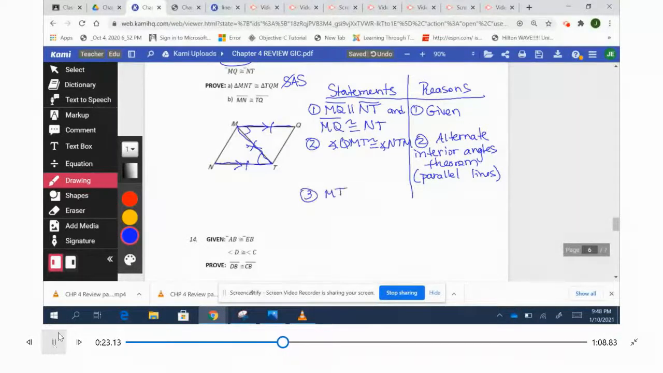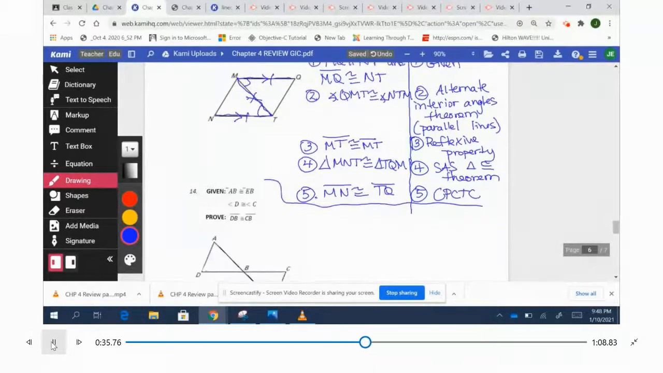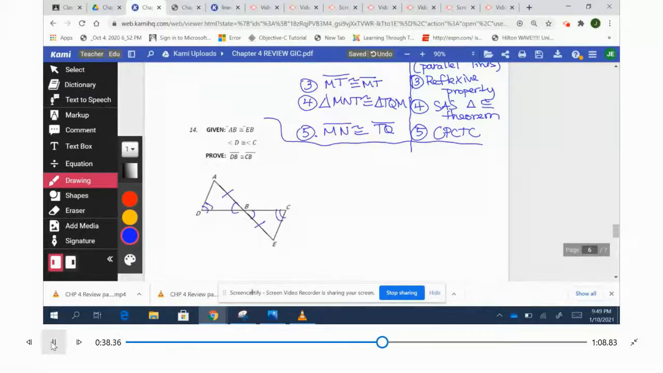Okay, then we're going to go for the reflexive property. MT is in both, so that's going to give us an S, which is why we need to say it. So now the triangles are congruent by side angle side triangle congruence theorem. Okay, MN, this side, is congruent to TQ because the triangles are congruent. We call that corresponding parts of congruent triangles are congruent. I will allow again that abbreviation, CPCTC. At the end, you'll see me write it again on this page.